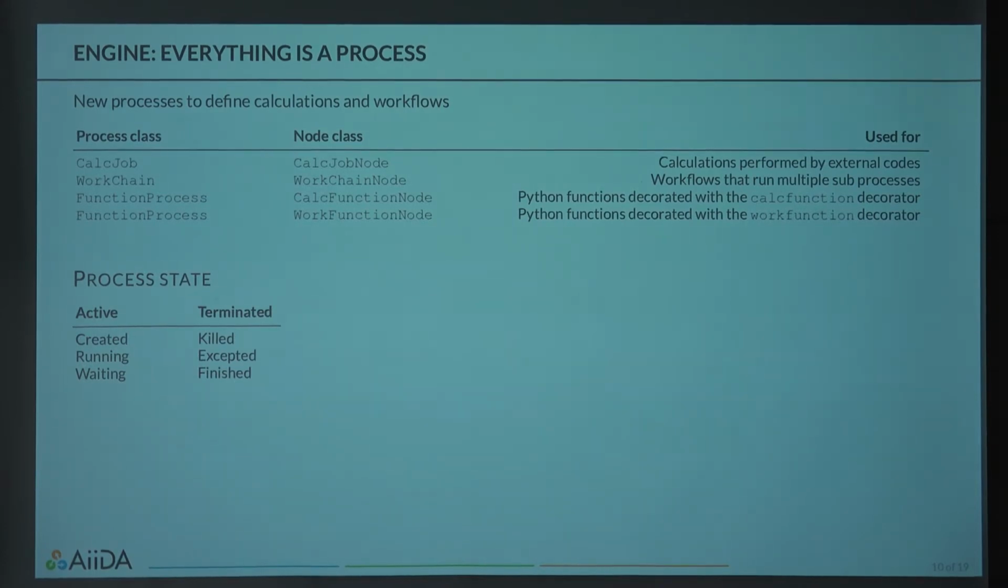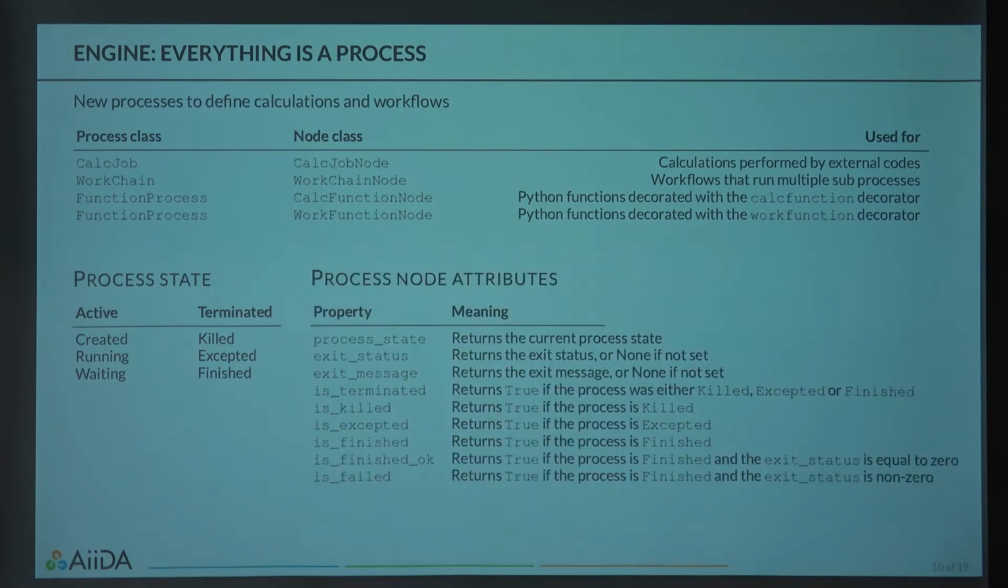Let's say you're running an SCF convergence calculation. If it reached convergence, it's finished, and in that case it's successful. But imagine that it didn't converge. You might then decide to say that it's finished, but it's not the result I was looking for. And for this we have the exit status.